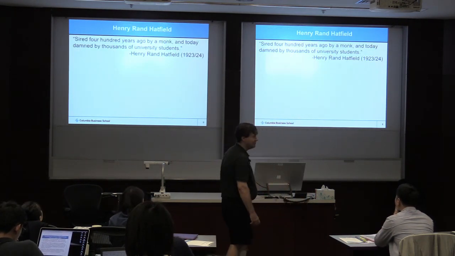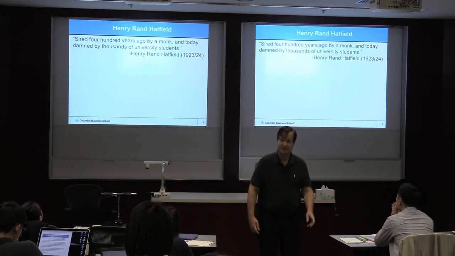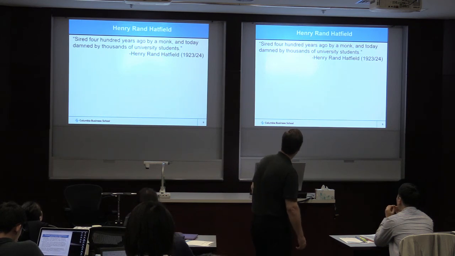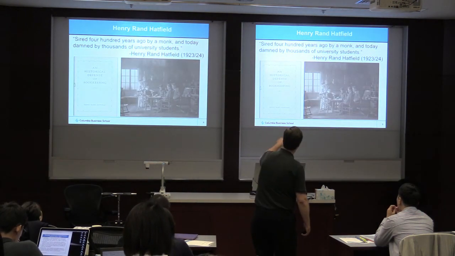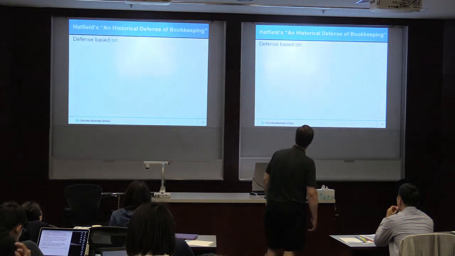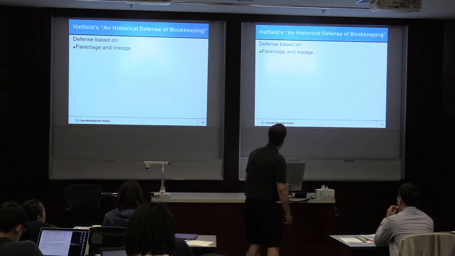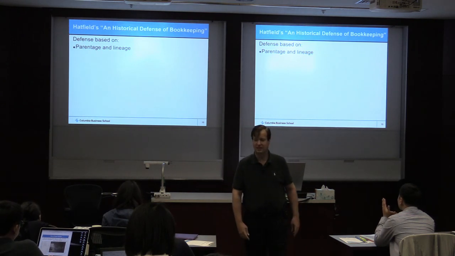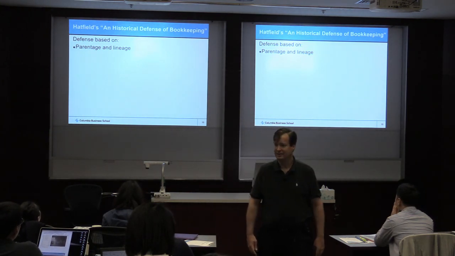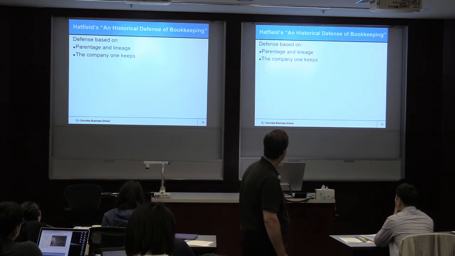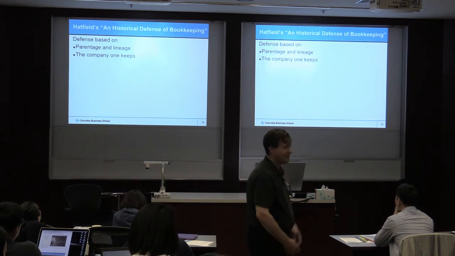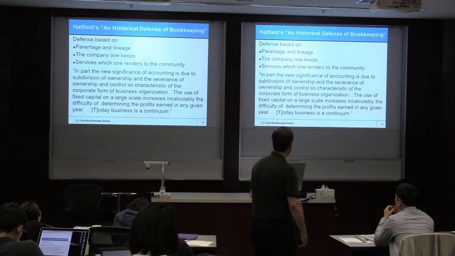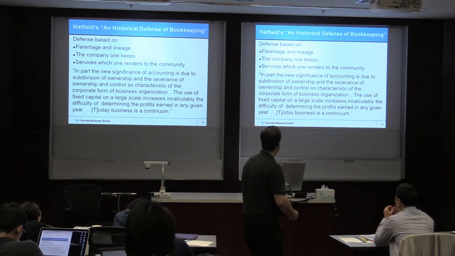My great-grandfather liked to use colorful language, so this was his take on it. Sired by a monk, damned by thousands of university students ever since. That's the talk, which is a fun talk to read, very entertaining. And he argues that the defense of double entry bookkeeping is based on its parentage and lineage. So he talks about the company one keeps, namely here he's talking about Pacioli and other mathematicians, services one renders to the community, and then he talks about why it sort of took off.